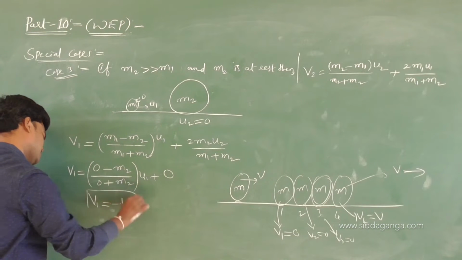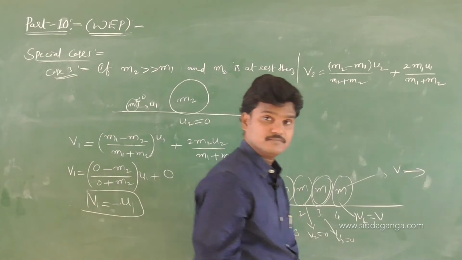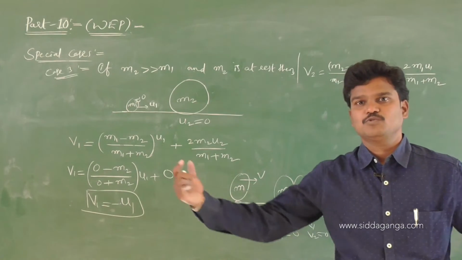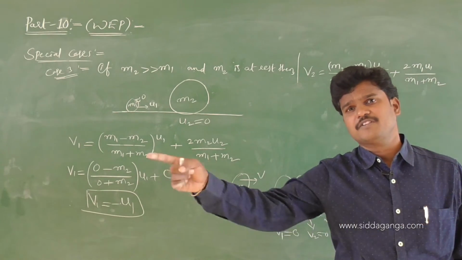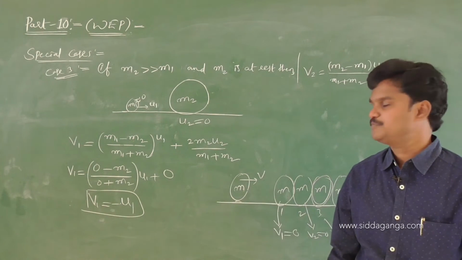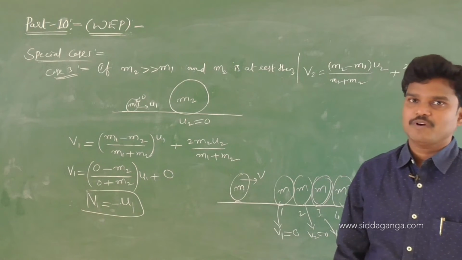What is the velocity of the first particle after the collision? It rebounds back with the same speed. If it moves with 2 meter per second, it will come back with the same 2 meter per second in the backward direction. Okay, it comes back with the same speed, 2 meter per second. So v1 is equal to minus u1.